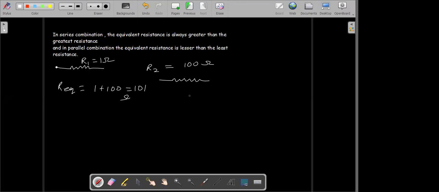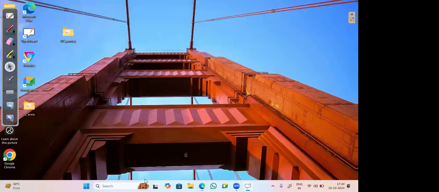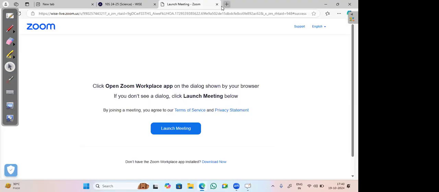But if I combine them in parallel, the resistance in parallel would be 100 over 101. So it is lesser than the least. The least resistance is 1 ohm, and you are getting the equivalent resistance to be lesser than that. So this will help us in deciding the equivalent resistance in a number of ways. Without doing the calculations, you can just do those things. Let's try some questions from NCERT. We start these questions from NCERT here.